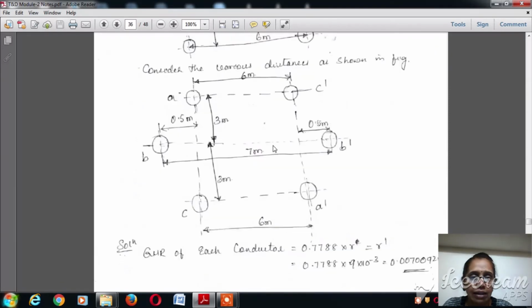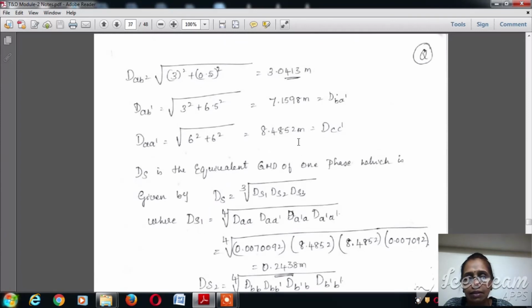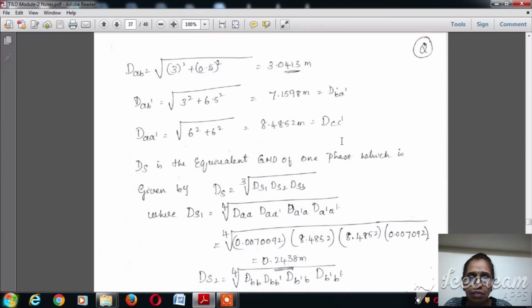Now calculate what is DAA dash. DAA dash, this hypotenuse. So the vertical distance is going to be 3 plus 3, the adjacent will be 6 meters. So square root of 6 square plus 6 square. Now it is 8.4852, that is similar to DCC dash.